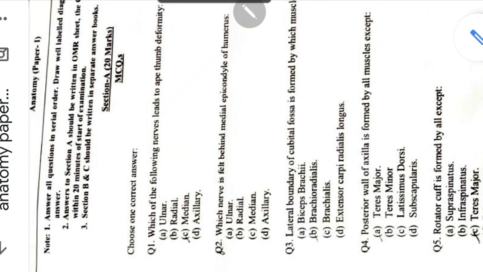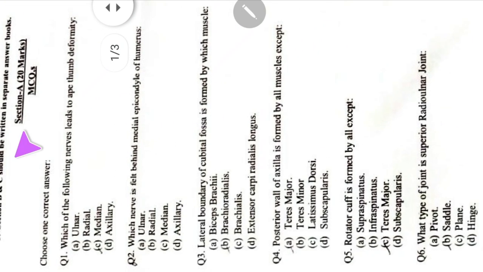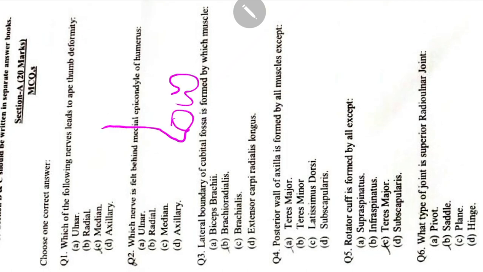Now I will talk about the next question: which nerve is felt behind the medial epicondyle of humerus? I think I just told you that this nerve, if you're seeing this way, is the ulnar nerve. When it travels down behind the medial epicondyle, behind it is a band of fascia which covers this ulnar nerve from behind, so that it gets compartmentalized.